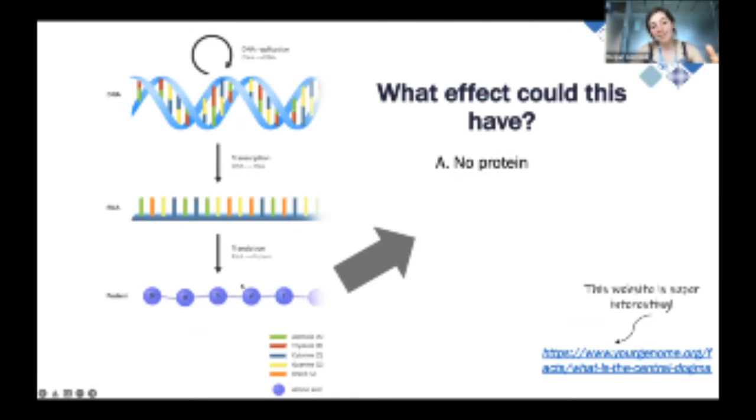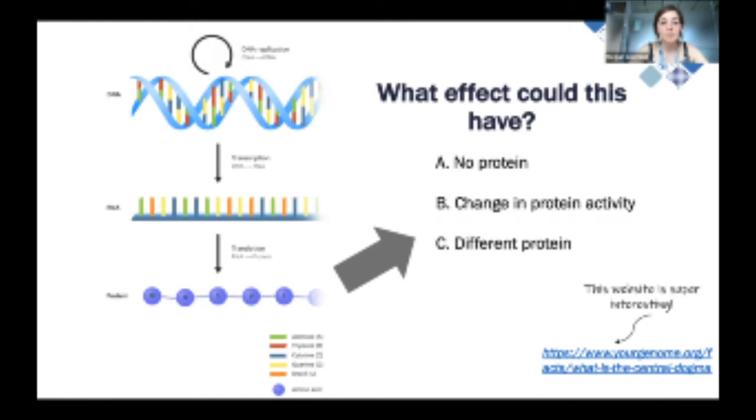So with a change in DNA, you have a change in RNA, and with a change in RNA, you have a change in protein. So this can cause the protein that is encoded by the gene to not materialize at all. So no protein. You can get a change in protein activity. So the protein can become dysfunctional with no function, or it can become hyperactive too. That's also particularly damaging. Or you could also generate a completely different protein.